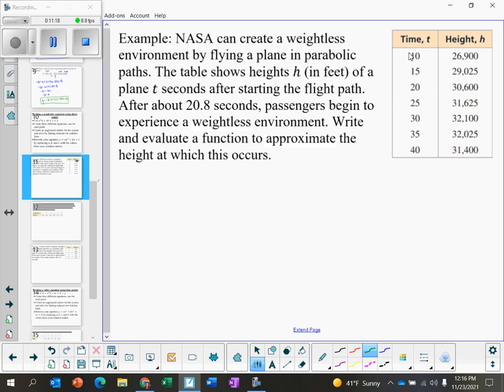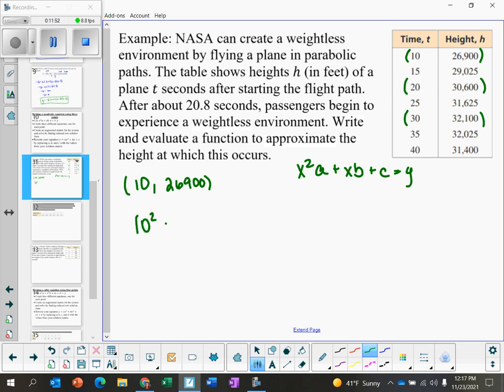So I'm going to pick 3 points here. I could pick any 3. I'm actually going to pick 3 that have nicer x values. It doesn't matter which 3 I choose. So I'm using first 10, 26,900. And remember we said we're going to use y equals, or actually I put the y at the end. Let's flip that around. x squared a plus xb plus c equals y. So the x value is 10. So we're going to start with 10 squared times a plus 10 times b plus c equals the y value of 26,900.